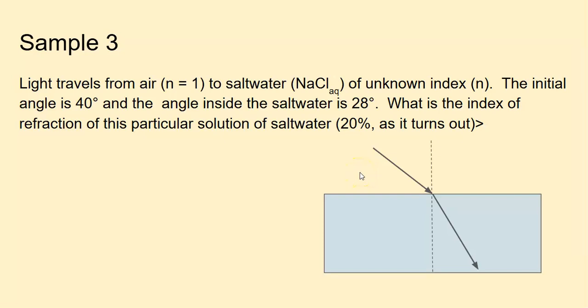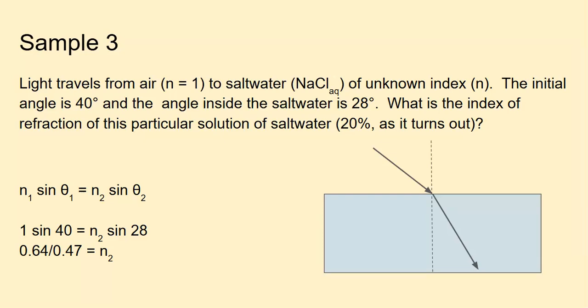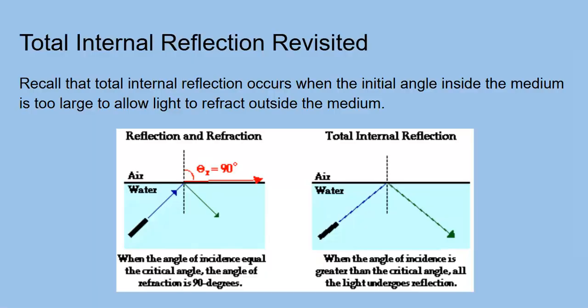As you chemistry buffs know, you can make salt water of an infinite number of possible densities as you want. But for this particular one, we're going to say it's 20%. Set up your Snell's law: 1 sine theta 1 equals n2 sine theta 2. 1 sine 40 equals n2 sine 28. Sine of 40 is 0.64. You'll divide by sine of 28, which is 0.47, and you end up with n2. This one's actually easier because you don't have to do any inverse sine business. So you end up with an index of refraction of 1.36. It's worth pointing out here again that the index of refraction has no units.